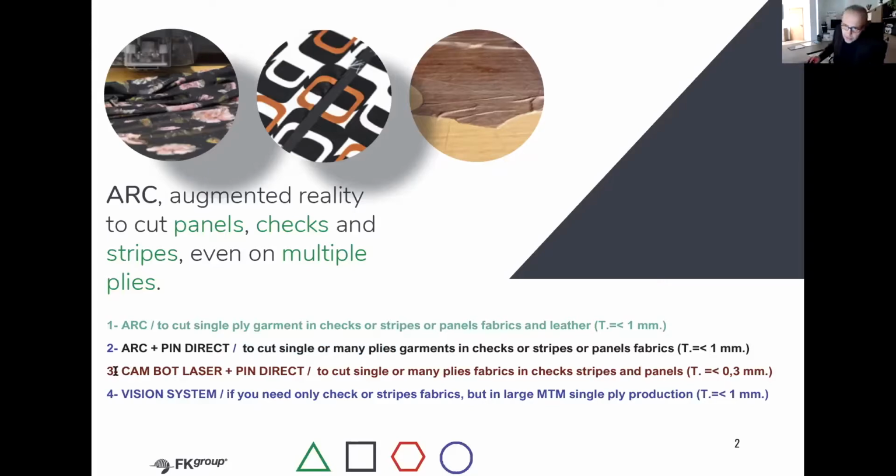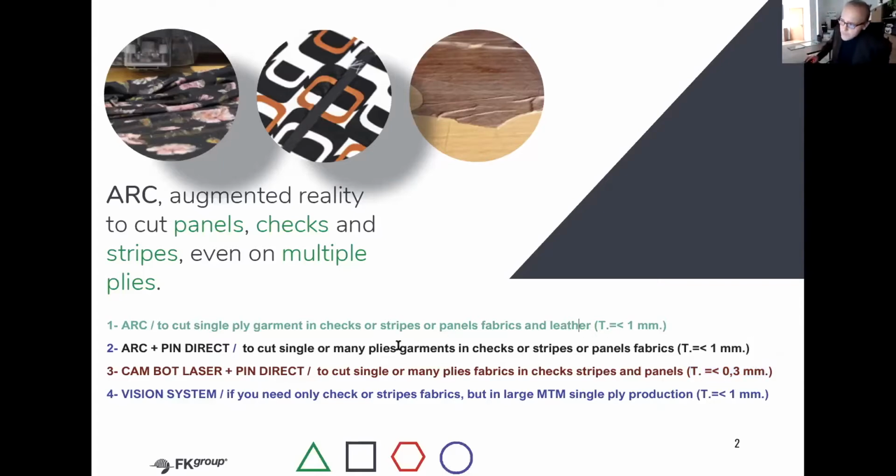Third solution, CAN-bot laser plus Pin Direct. Both CAN-bot laser and Pin Direct are patented by us. It's good for cutting single or many plies fabric in check and stripes in panel. But the question is why it's not the same as the previous? No, it's not the same, because in industries where plus or minus 1 millimeter is not acceptable, you need CAN-bot laser. Later on, I'll show you why it's so precise. Tolerance is plus or minus 0.3 millimeters.